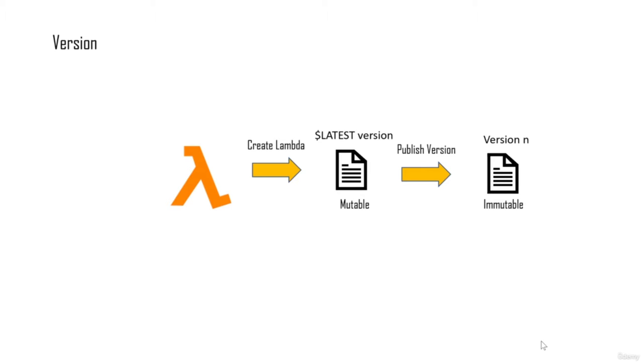Once you are sure that your function is absolutely perfect, the next thing you would want to do is publish that version so that it cannot be changed and becomes completely immutable, and not just the code, but also the configuration and the environment variables. Let's see how this latest version that we've created can be converted into an immutable version.